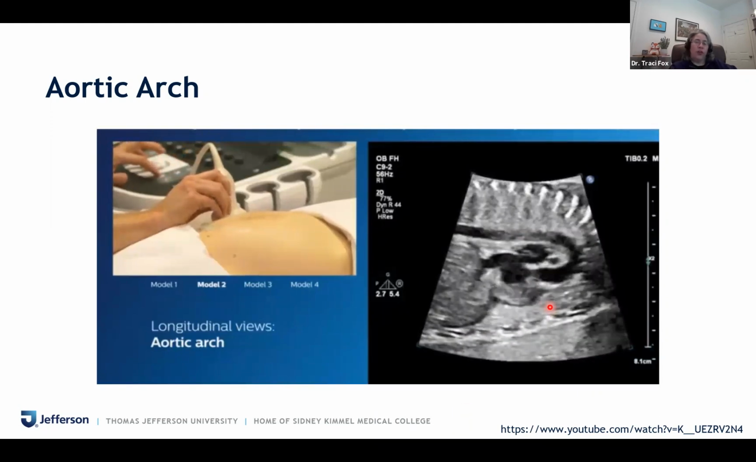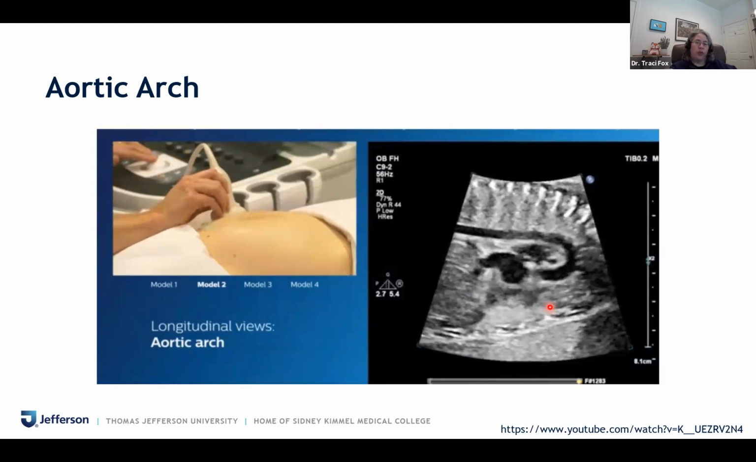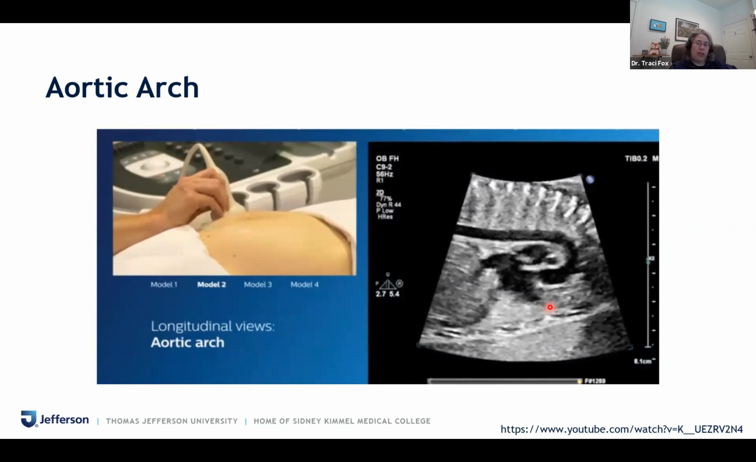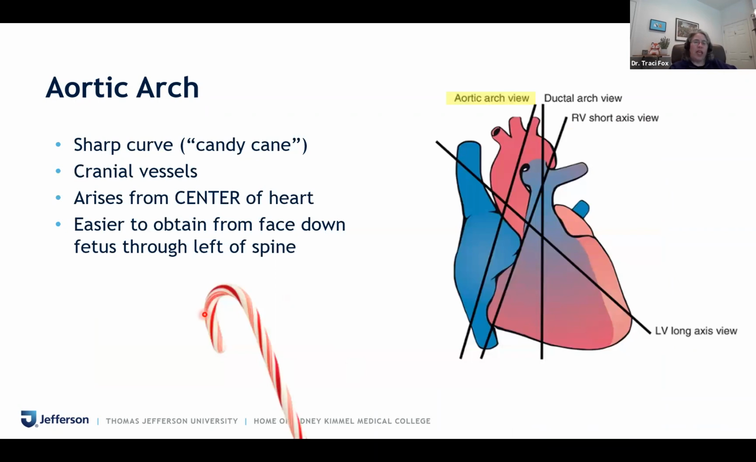So move your transducer. Remember, mom's a fishbowl. Use the whole belly. Move the probe so that you can shoot through the back of the left spine, and you'll get that aortic arch view, and nice. Here's what a candy cane looks like for those of you not familiar with the sweet treat. But notice how sharp that curve is.